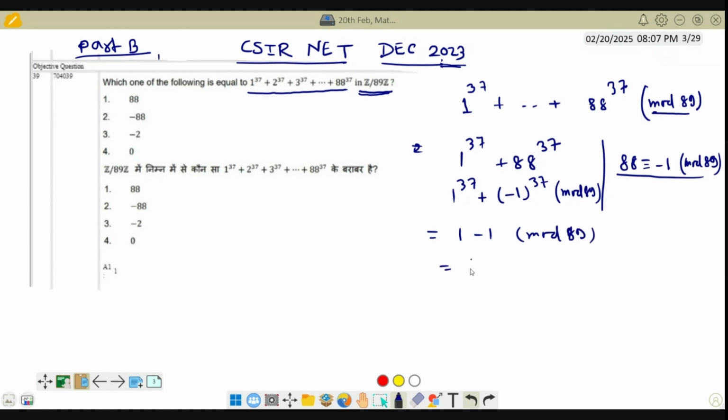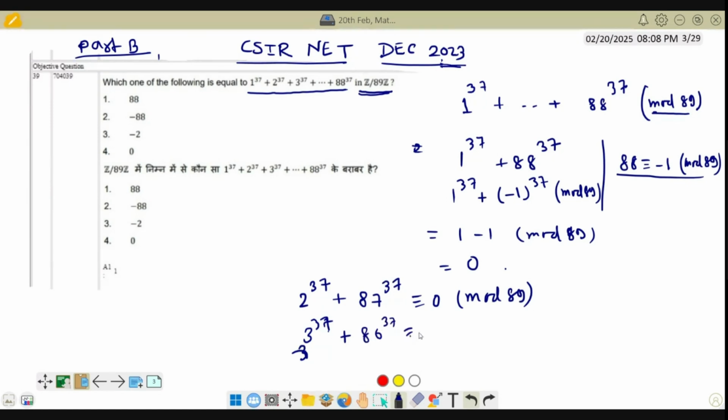So this is 0. Similarly, the next term is 2 to the power 37 plus 87 power 37, which is also congruent to 0 mod 89. In a similar fashion, the next term, 3 power 37 plus 86 power 37, is congruent to 0 modulo 89.